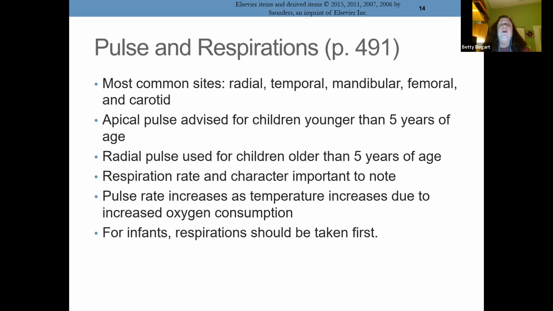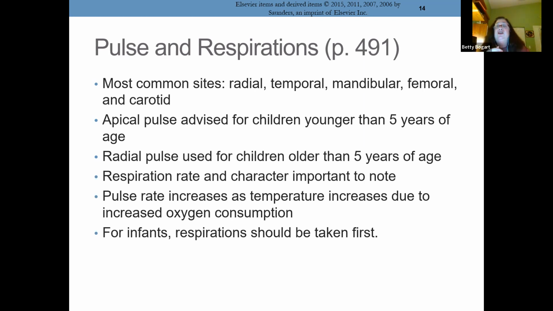So when we're taking a pulse, we could take radial, temporal, mandibular, femoral, carotid. Now, on infants, we're going to take an apical pulse up to the age of 5. We're going to take it for 1 minute. And why 1 minute? Well, their heart rate fluctuates up and down. Your respiratory rate affects it up and down. So a full minute is a good comprehension of what their real heart rate is. So that's why we do apical for 1 minute.